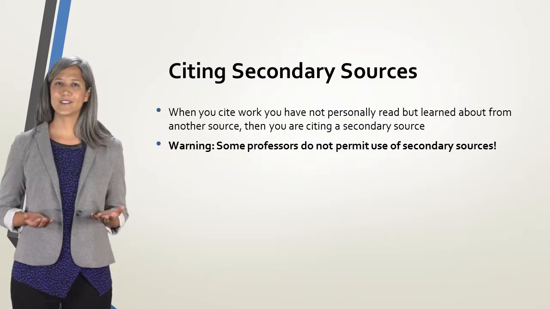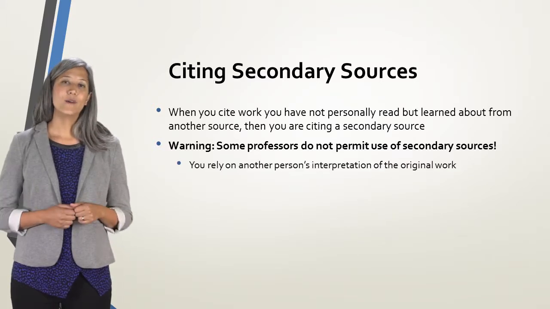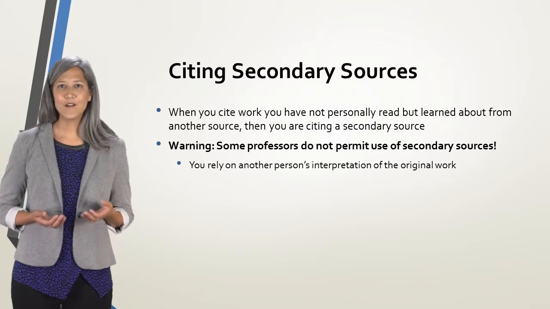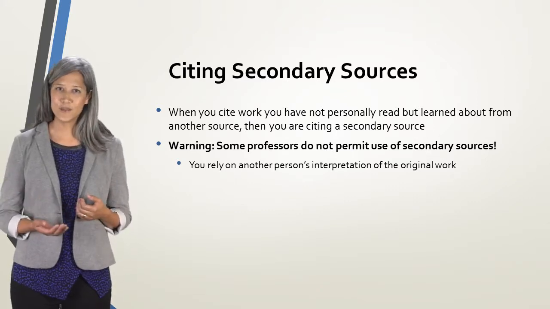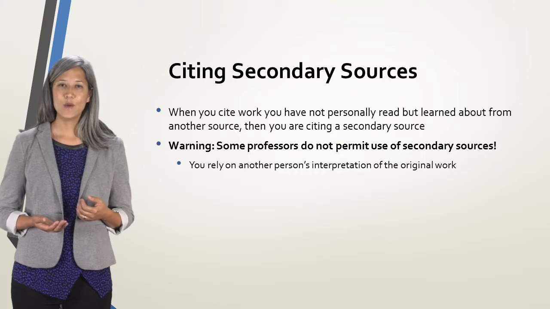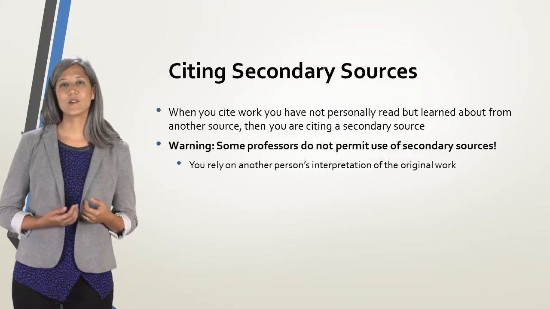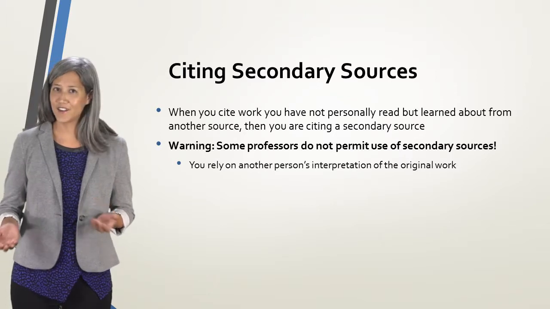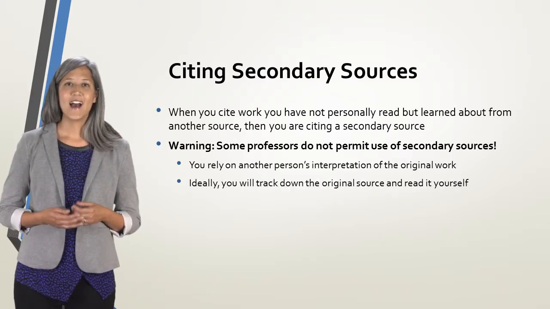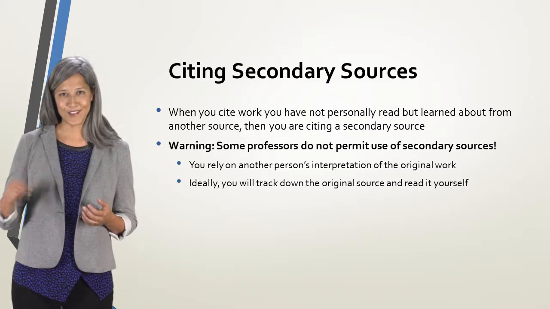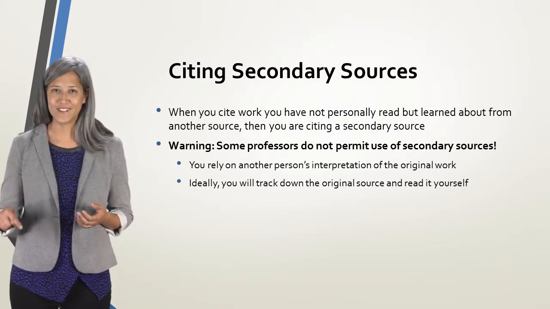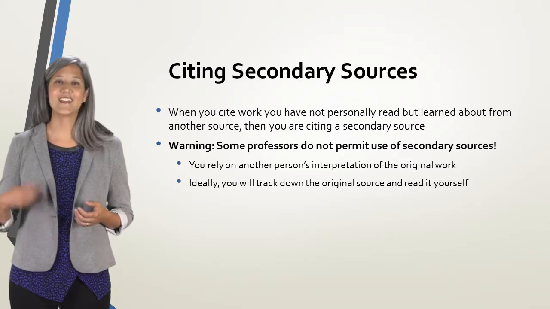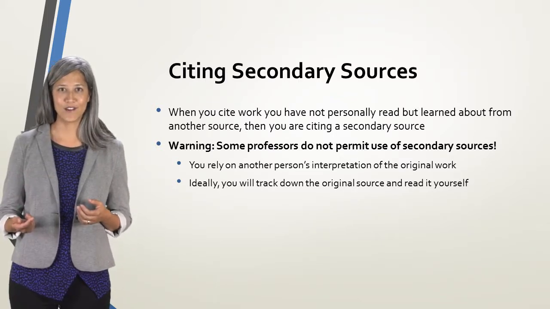Why wouldn't secondary sources be allowed? Well, one reason is that if you haven't read the original work firsthand, how can you be sure that the information you've learned about that source is accurate? When you use a secondary source, you're relying on someone else's interpretation of the original work, and there can be problems with that. Ideally, you would track down the original source, the one you read about in that subsequent source, and you'd read that original source and then cite that source in your paper.